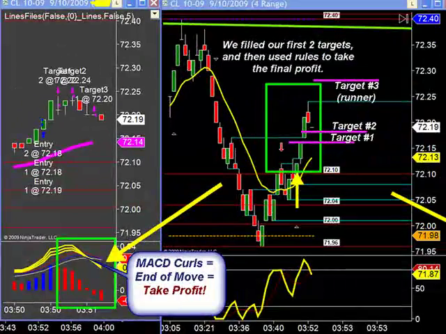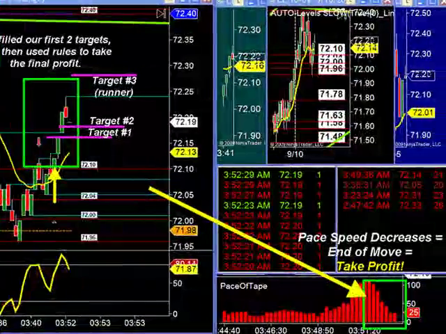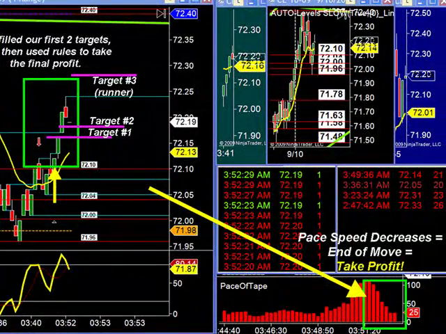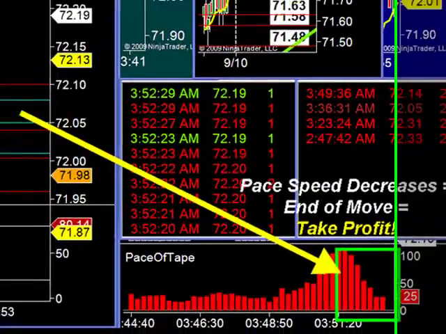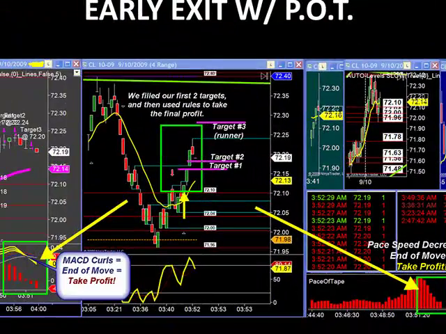Now let's go all the way to the other side of the picture here, all the way to the lower right-hand corner. At the same time, we also saw the pace of the tape decreasing. So combine this, a decrease in the speed of the tape, that signifies obviously the end of a move, right? When price slows down, we expect to see the move start to exhaust. So of course, when the speed of the tape decreases, that shows a sign of the end of the move, which means now is the time to take profit.